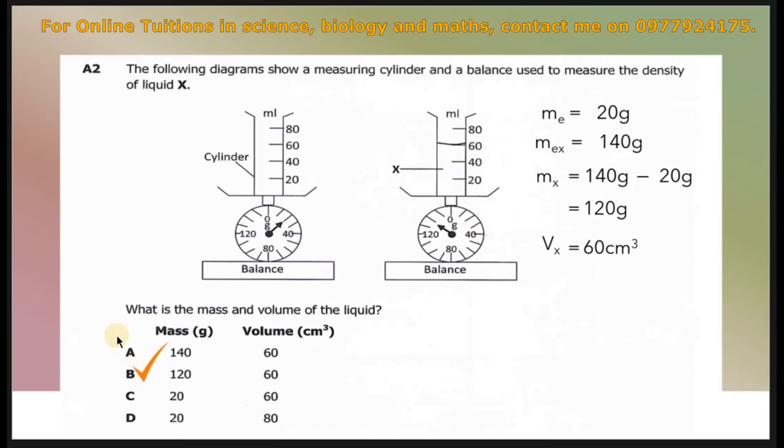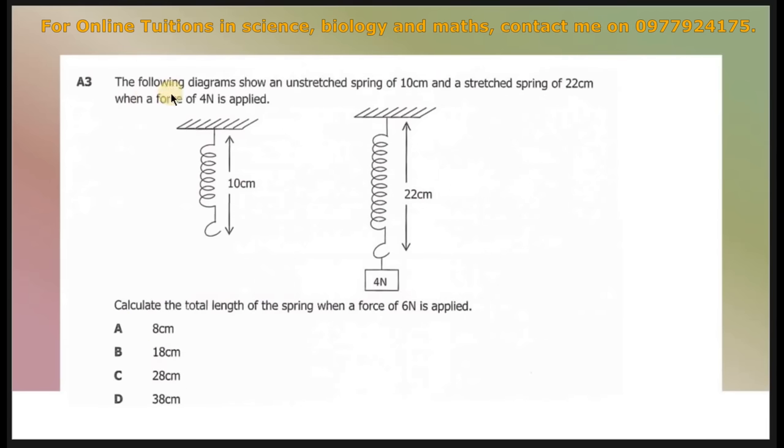All right, so let's move to the next question. Question 3 reads, the following diagrams show an unstretched spring of 10 centimeters and a stretched spring of 22 centimeters when a force of 4 newton is applied. So this is the length of the unstretched spring, which is 10 centimeters, and this is the length of the stretched spring, which is 22 centimeters, after a force of 4 newton has been applied to it.